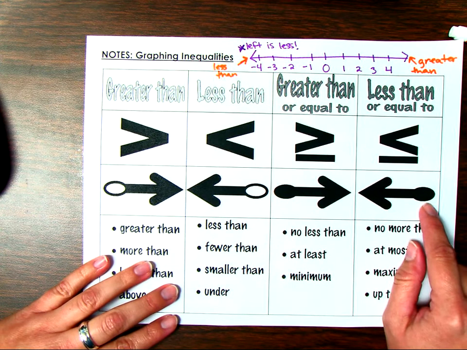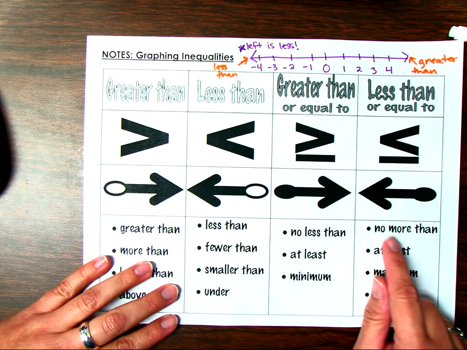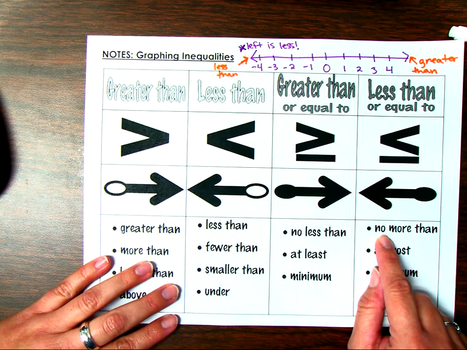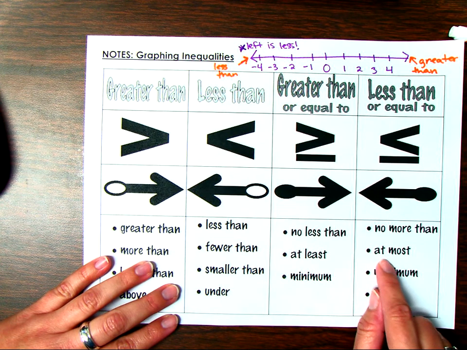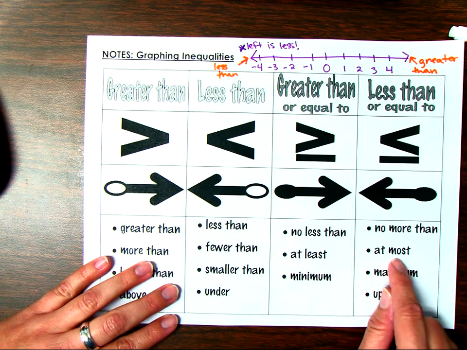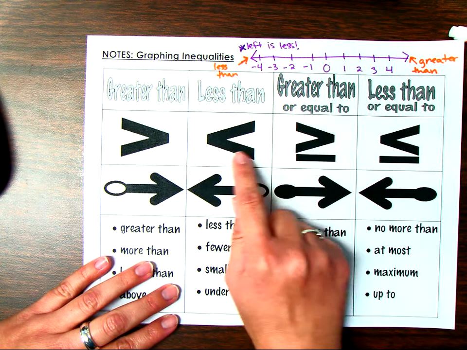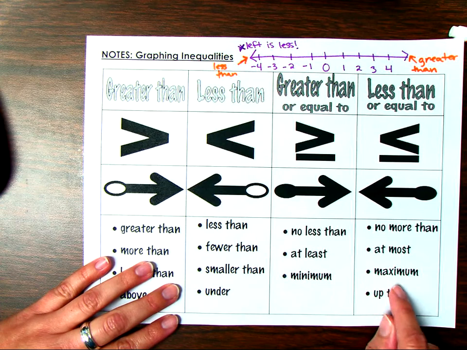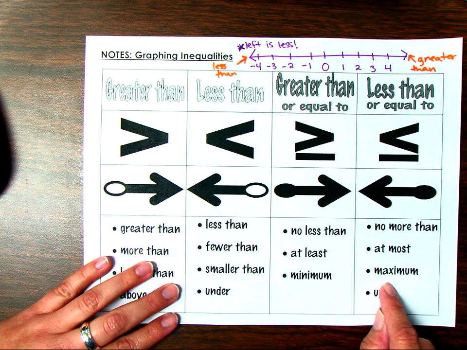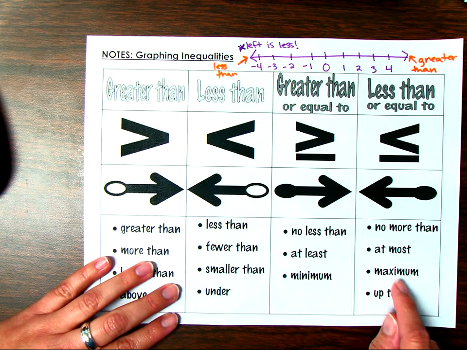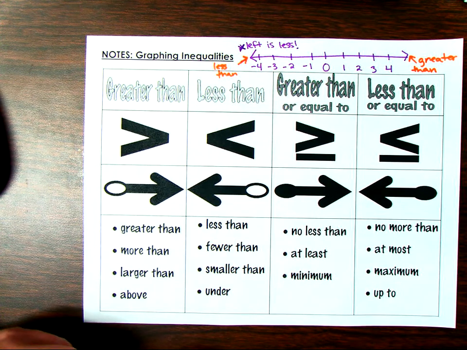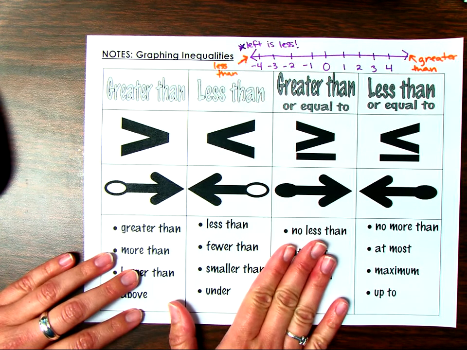Then a closed circle for less than or equal to means no more than, so it's up to that amount. It's going to be that amount or less. At most, again, confuses people because they think most and want to use greater than. But at most means no more than that amount. Maximum and up to. For example, if you go to ride a ride and they say at most the maximum height, you could be that height or underneath that height. So use this as a reference when we are solving.